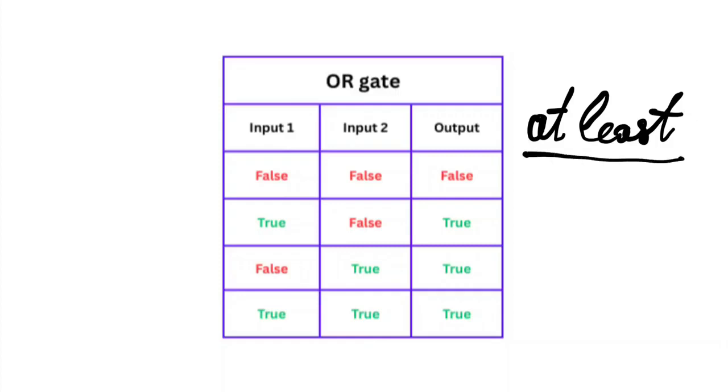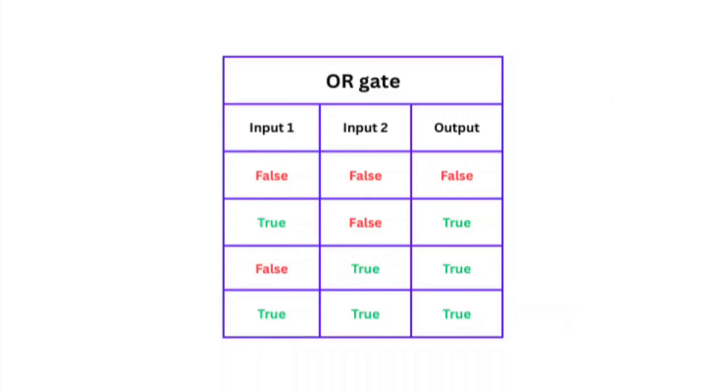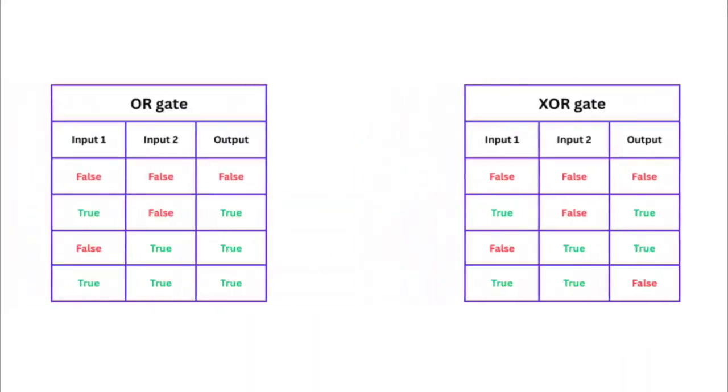If you look at the truth table, especially the fourth row, you can see that when both inputs are true, the OR gate still gives true as the output. However, in some situations, we only want the output to be true when exactly one input is true. We don't want the output to be true if both inputs are true. In this case, we use the exclusive OR or XOR gate. As you can see from the truth table, the XOR gate gives false when both inputs are true.